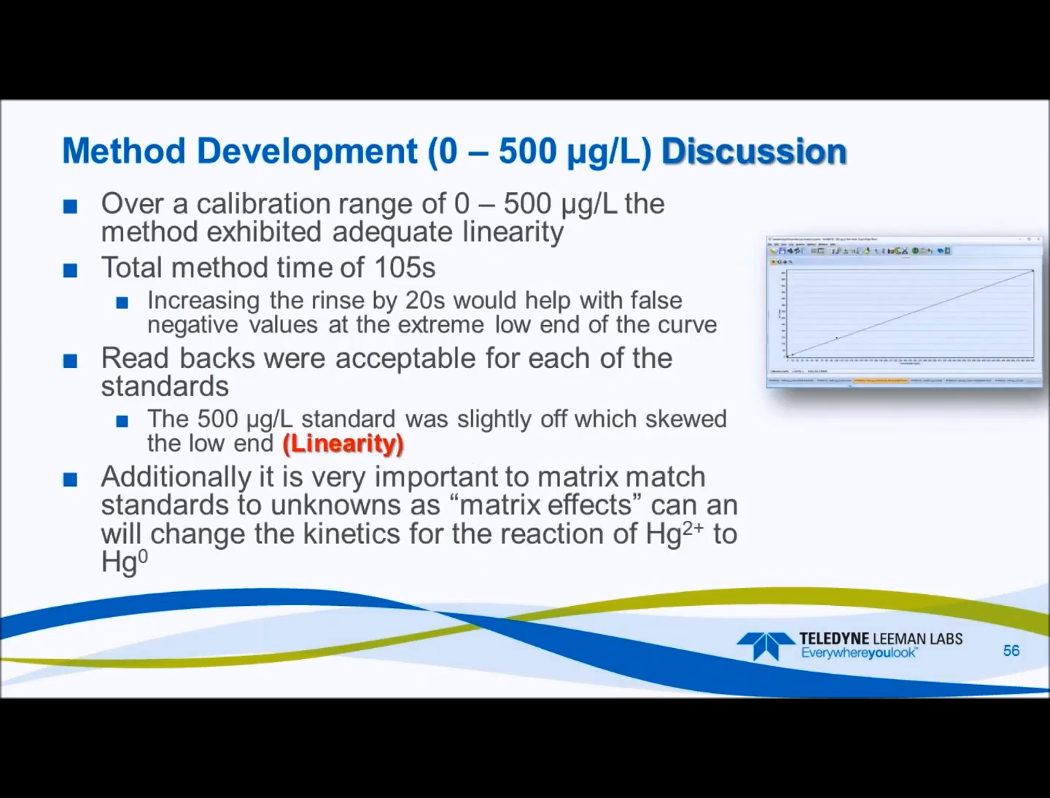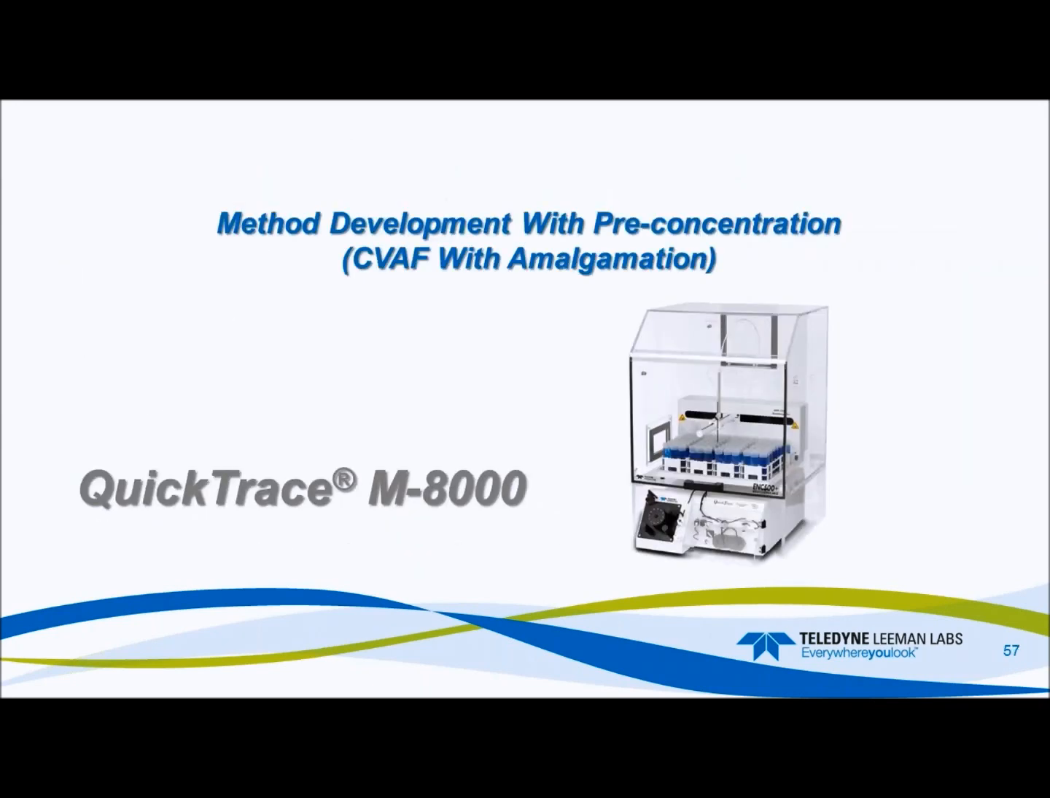So total method time was 105 seconds. Increasing the rinse may have helped with that false negative on the extreme low end. The readbacks were acceptable. The 500 was slightly low, which skewed the low end, so a quadratic fit might have fixed it. And then again, it's very important to use matrix match standards.